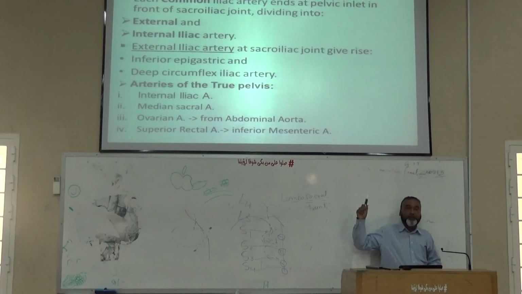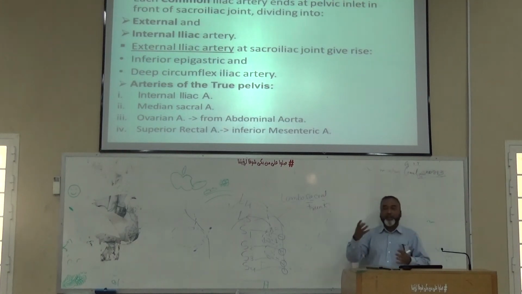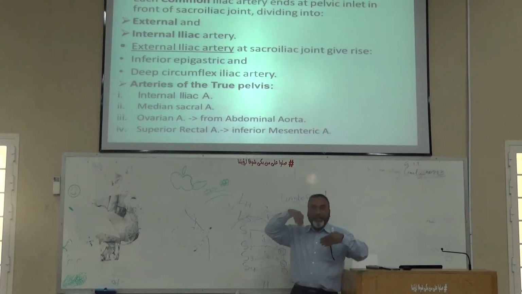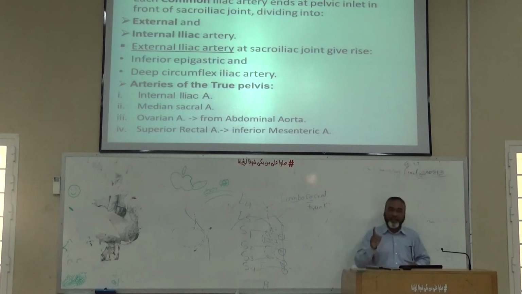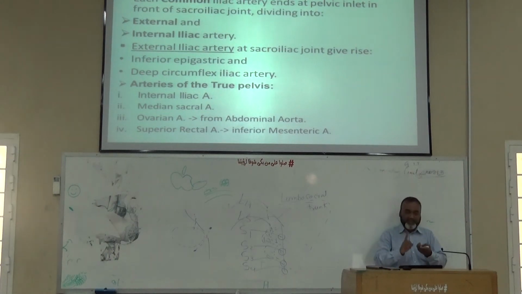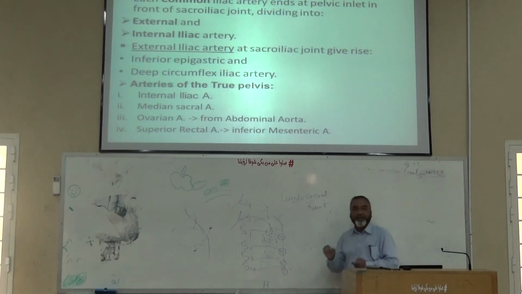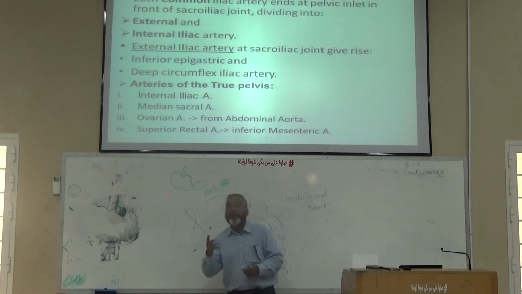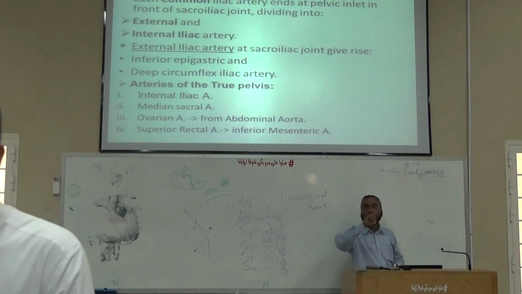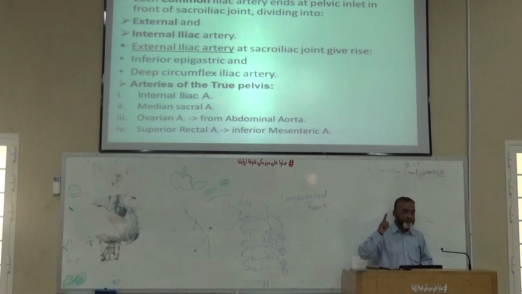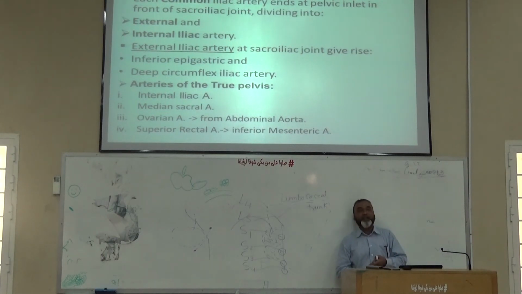Then the arteries of the true pelvis, or the arteries entering into the pelvic cavity, are the internal iliac artery, median sacral artery, ovarian artery, and the superior rectal artery. These are the four arteries which are entering into the true pelvis. Remember, not the external iliac artery: internal iliac artery, median sacral, ovarian, and the superior rectal artery.